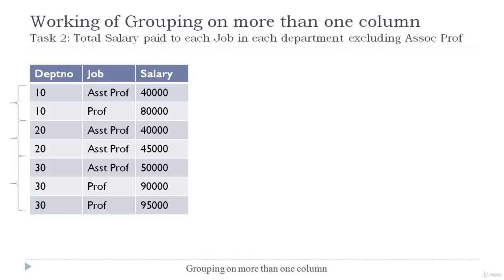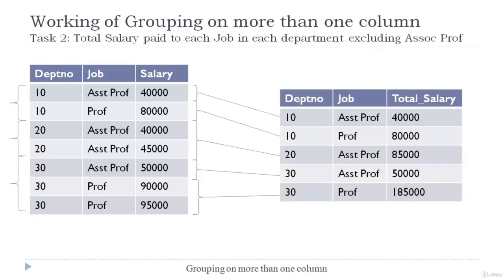We have only one job of assistant professor in department number 10, so this subgroup will contain only one record. The subgroup of professor in department number 10 will also contain one record, while the subgroup of assistant professor in department number 20 will contain two records as shown here. The subgroup of assistant professor in department number 30 will contain only one record, while the subgroup of professor in department number 30 will have two records. After having each subgroup, the sum salary function will be applied on subgroups as shown here.